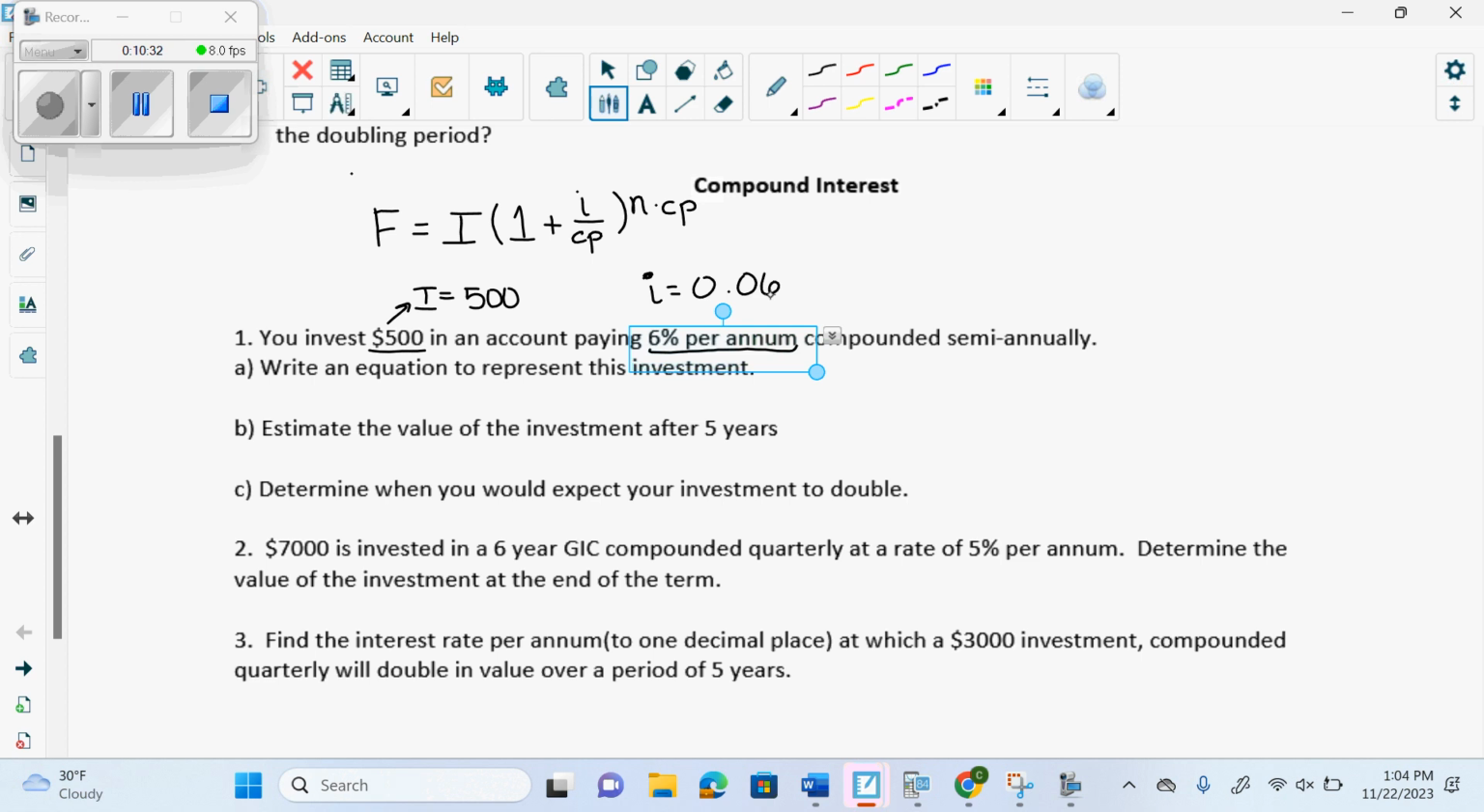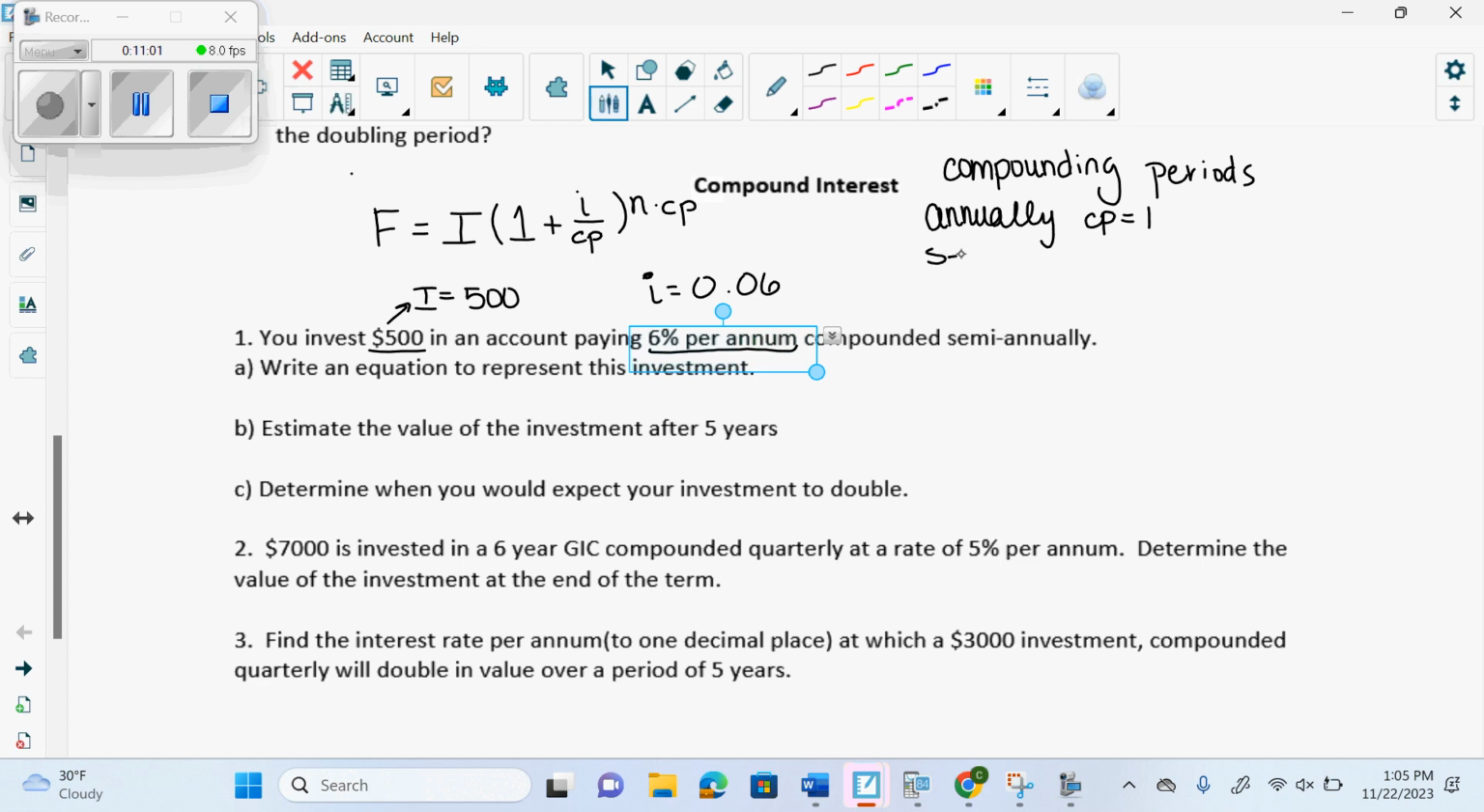Stop. So your interest rate is 0.06. And then it says compounding semi-annually. Well, let's figure out our compound periods. So my CP, if it says annually, how many times a year is that? Once. So my CP would be 1. So it wouldn't change anything when I divide by 1 times by 1.